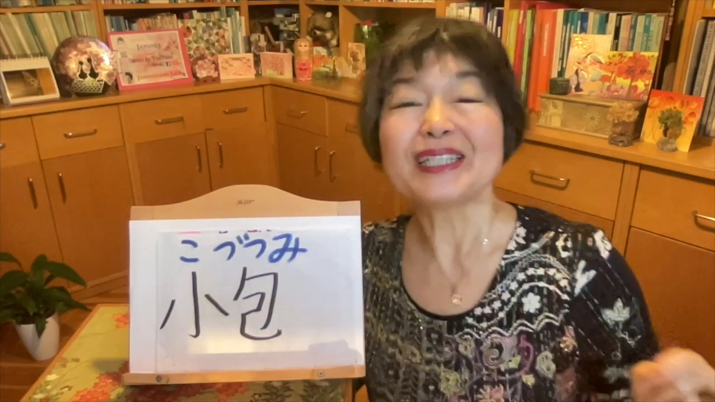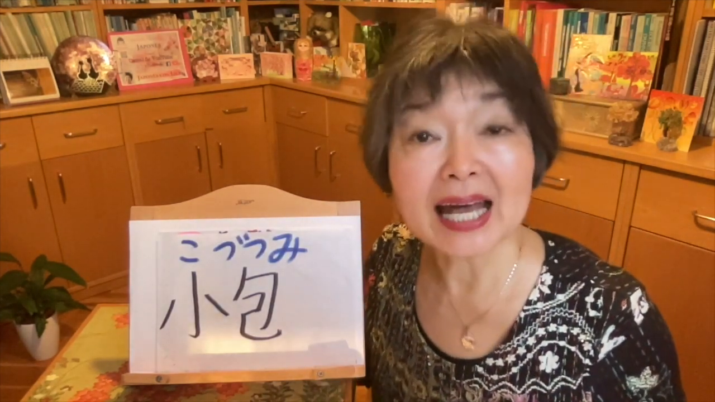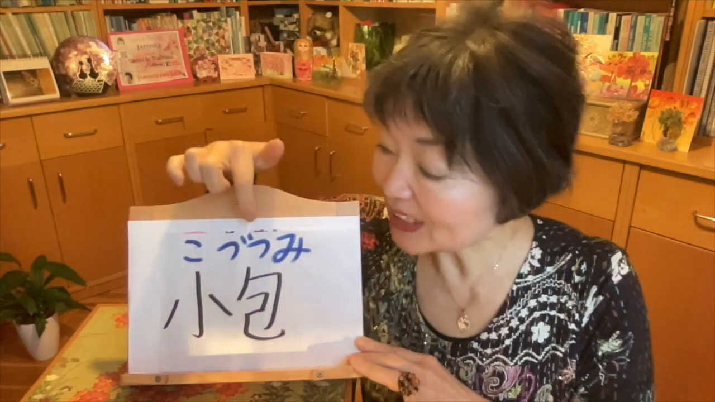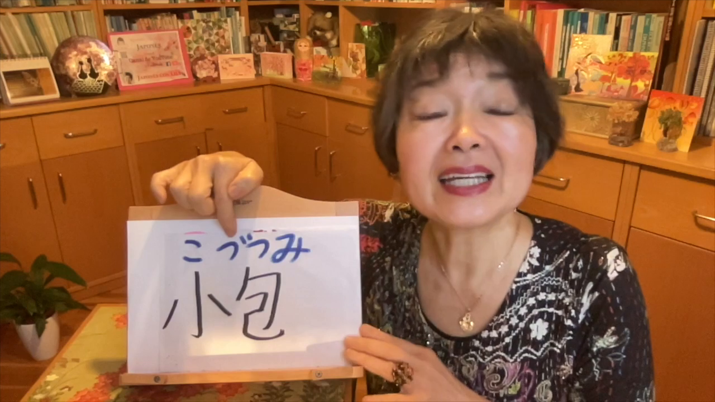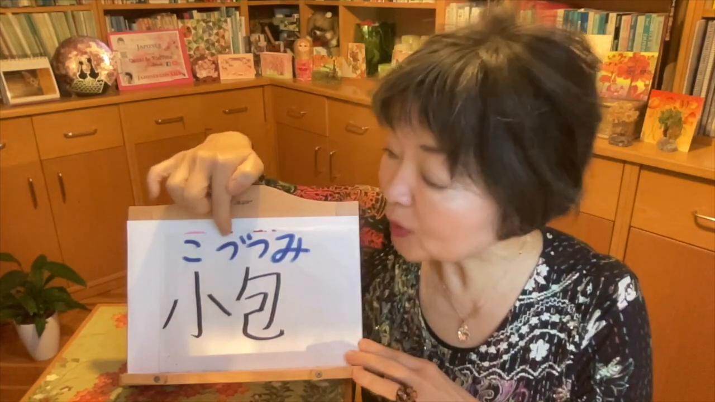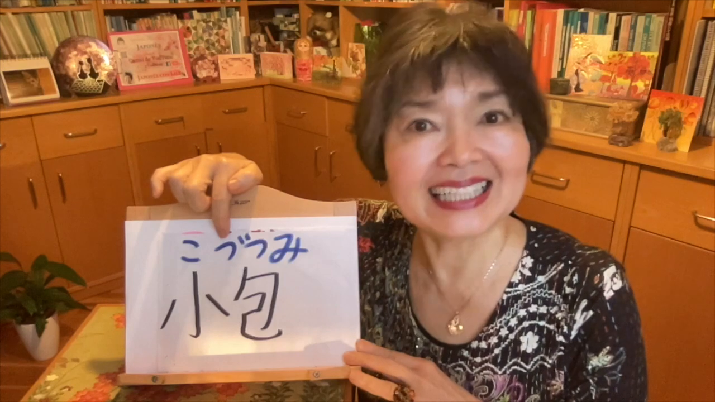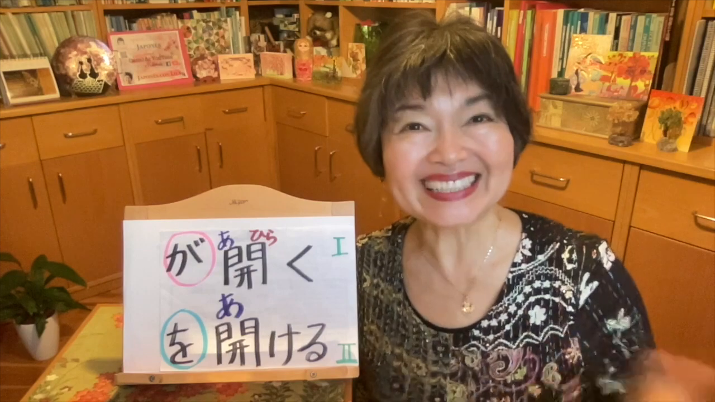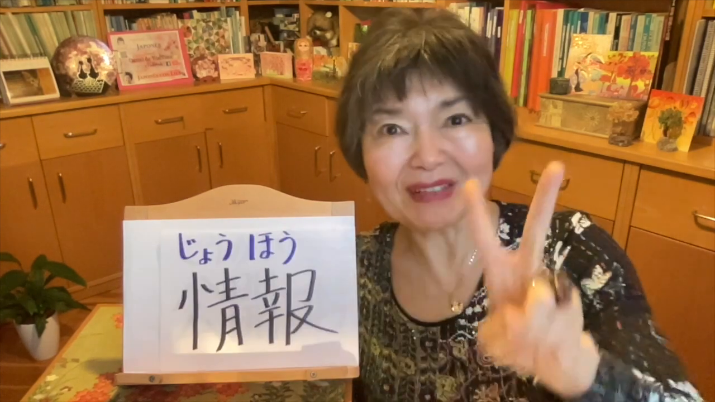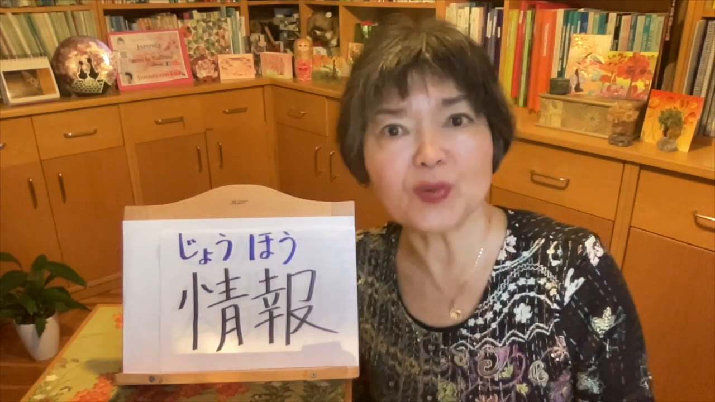1番目. Please leave this package unopened. A package or a small parcel: 小包. And ず here is つ with the dakuten. If you wanna write this one on your computer or mobile phone, then you must type DU. Then you can write this ず. The verb to open, 開ける, 開けます.